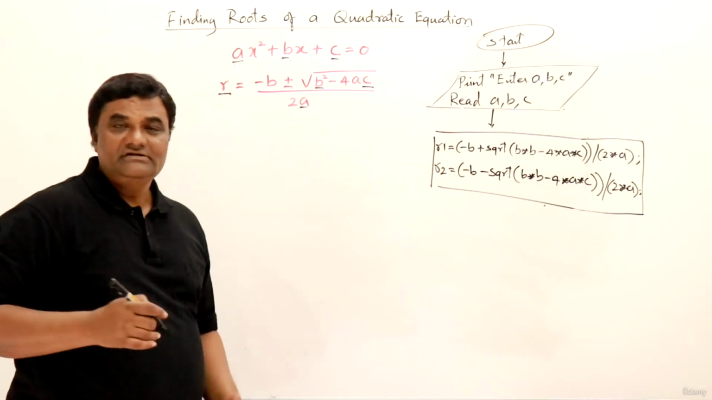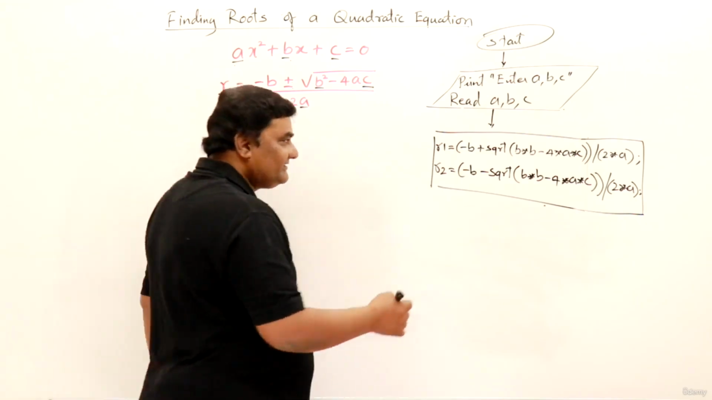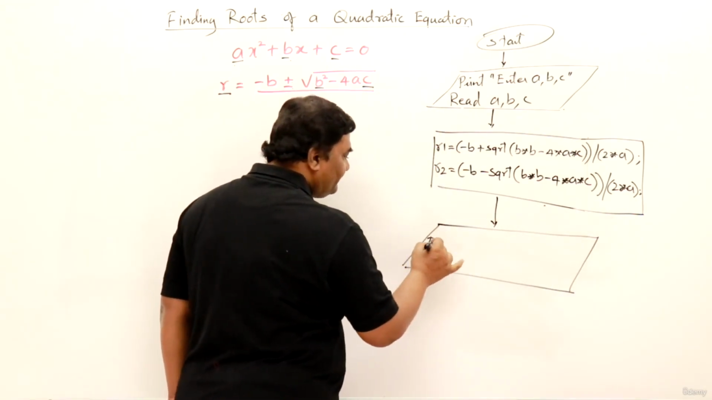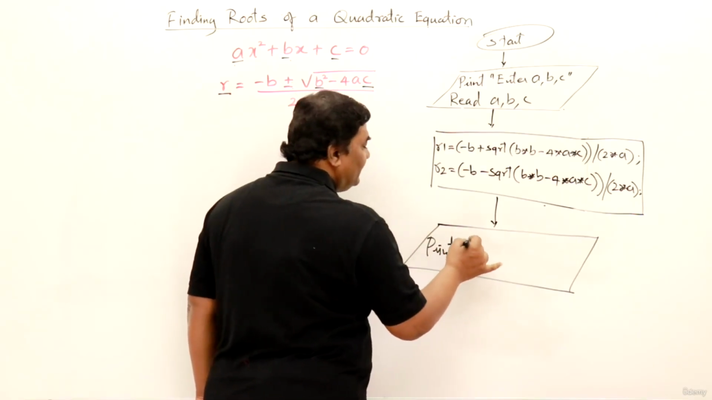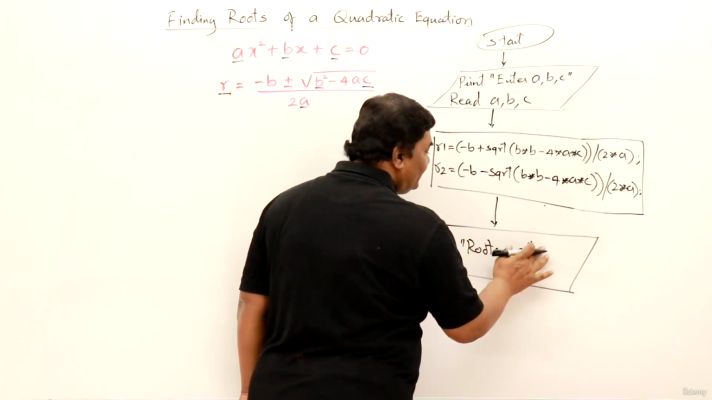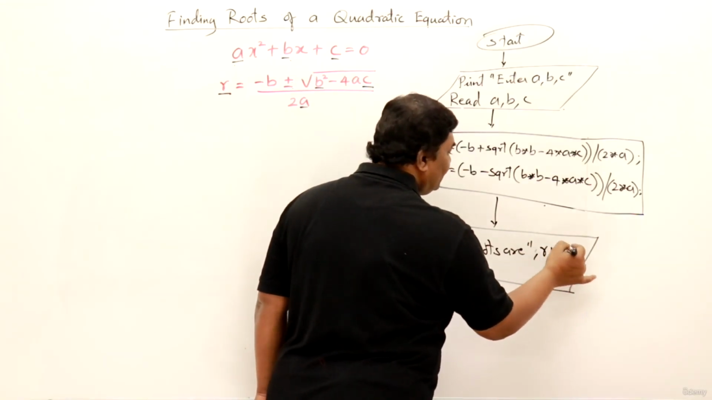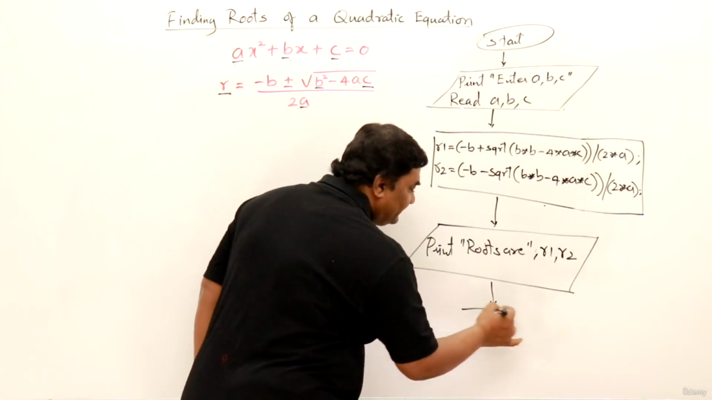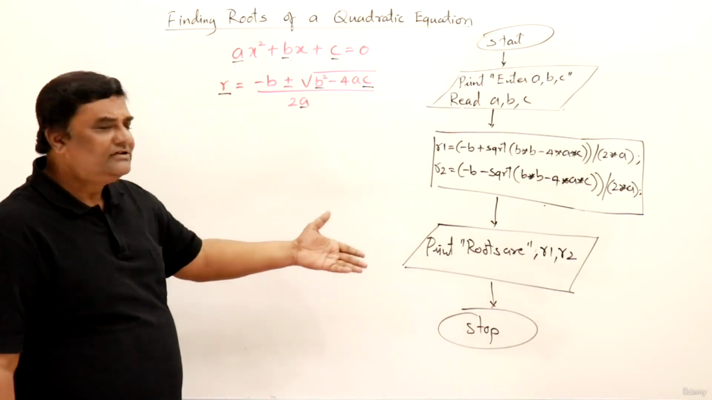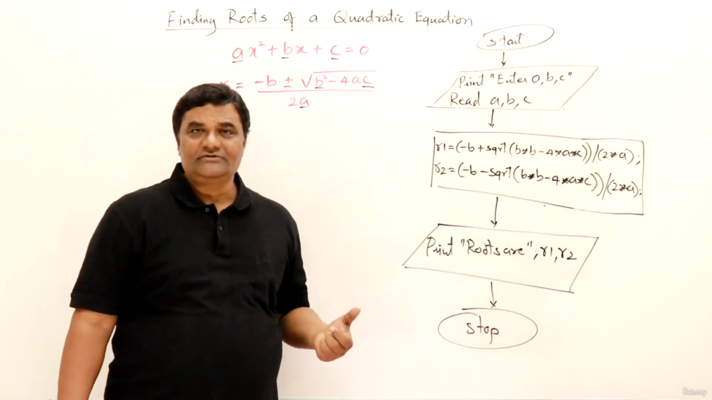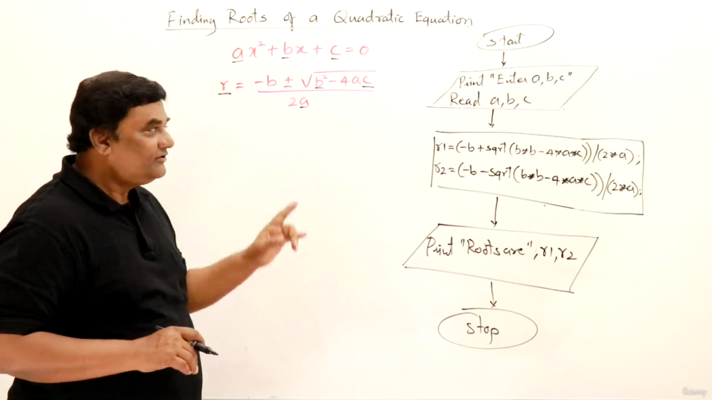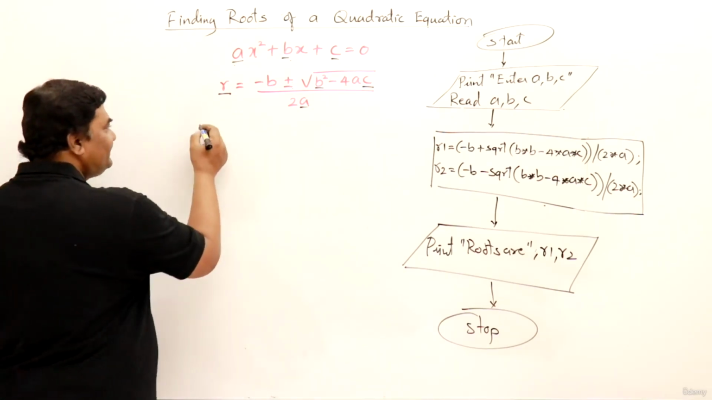I got two roots. Now I have to give the output, that is the result. So print the message, roots are, then the first one is R1 and the second one is R2. That's all. This is the end of the flow chart. Now this is similar to the one we have seen in the previous videos, so you can write the algorithm. Now I will write a C++ program for this. Let us convert this flow chart into a C++ program.